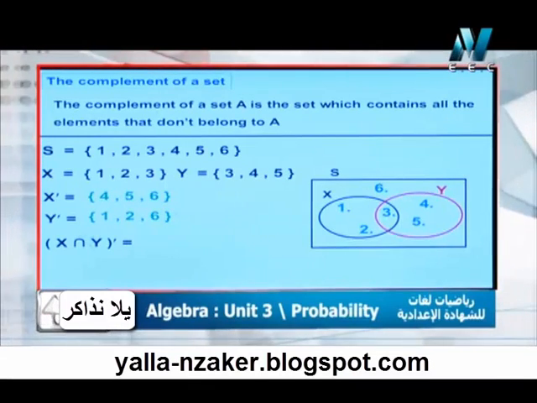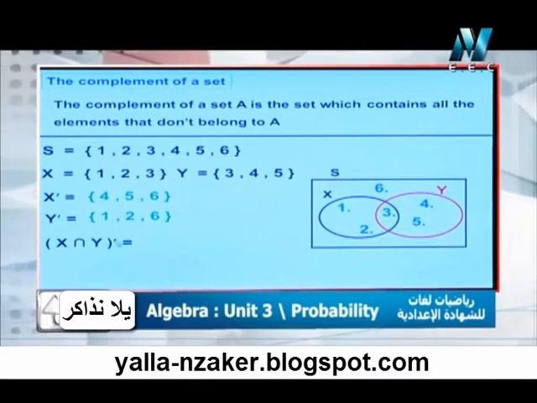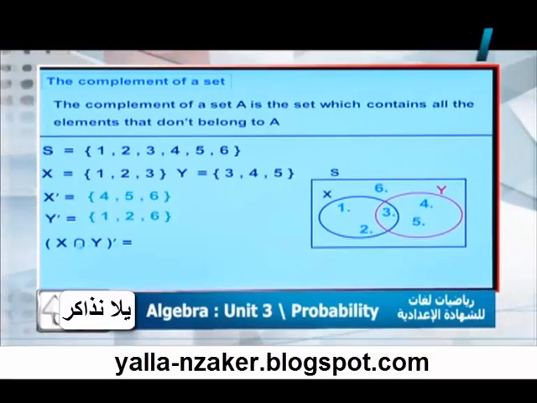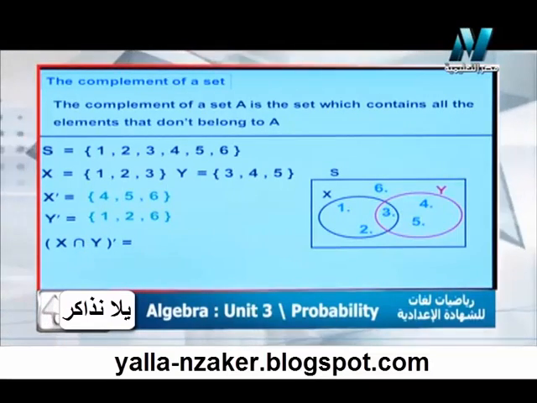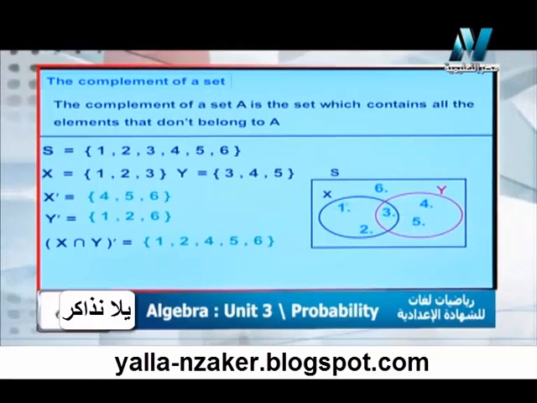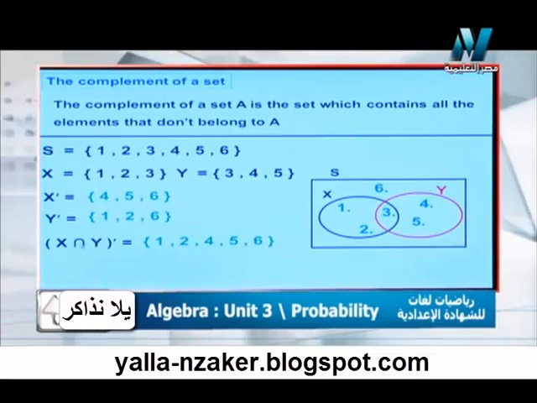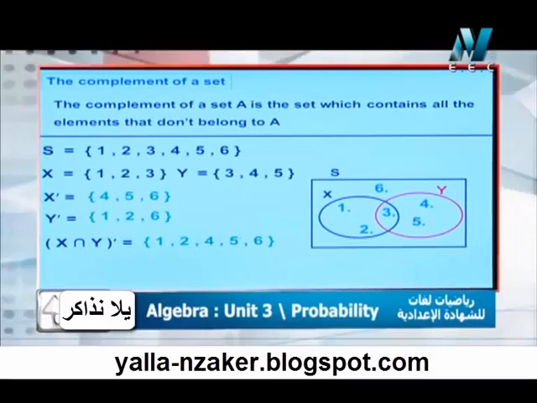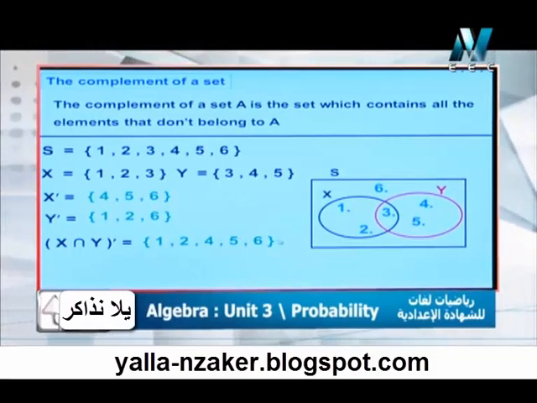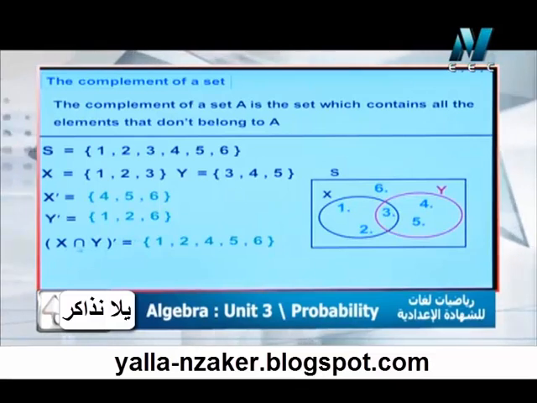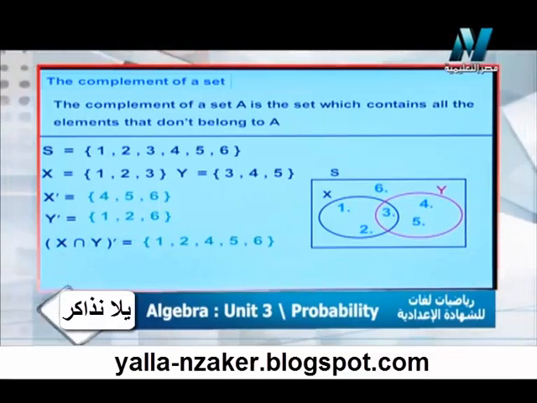طيب لو طلب مني x intersect y complement. For x intersect y complement you have to find x intersect y الأول. x intersect y which is 3 and the complement of this set is 1 2 4 5 and 6. أو بطريقة تانية ممكن أجيب x intersect y complement. It's x complement union y complement. رول كبيرة شوية علينا أو ممكن نحطها في بالنا كده. عايز أجيب x intersect y complement is the same as x complement union y complement.